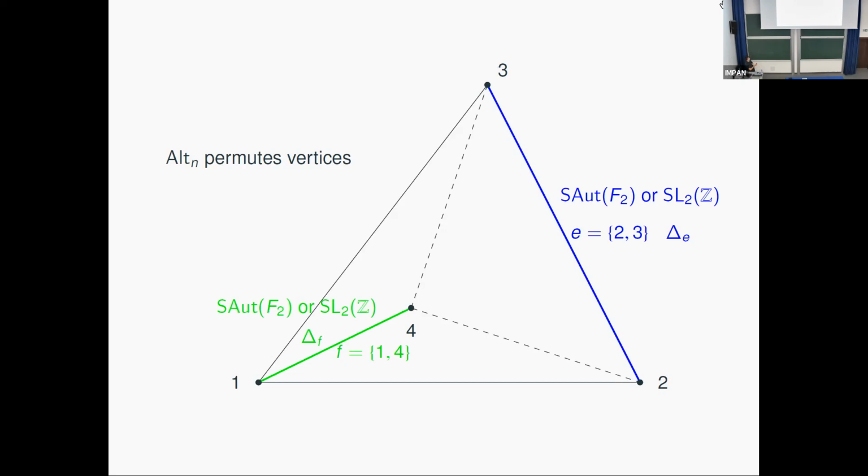I have the Laplacian for the whole group, but I also have the Laplacian for the subgroup. So to each edge, I have a small Laplacian for the subgroup associated. There will be different situations depending on how these edges are positioned. And it's an important property that if the edges are in the position that we see here, so they're opposite and don't share any vertices, then the corresponding copies of SAut(F_2) commute, okay? So the generators commute.